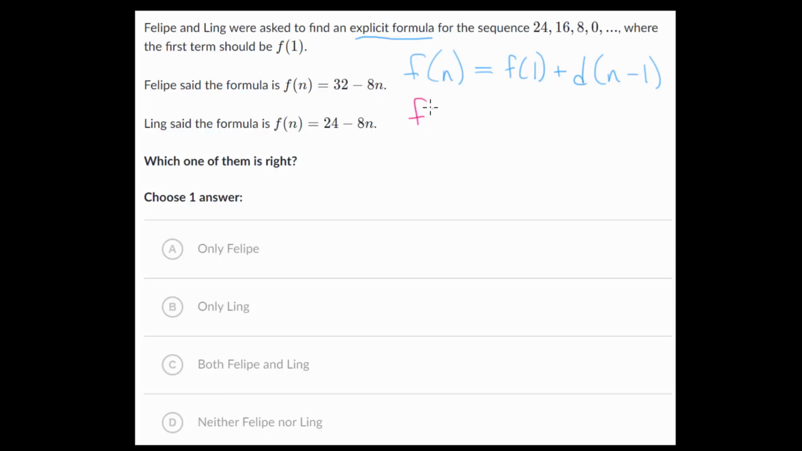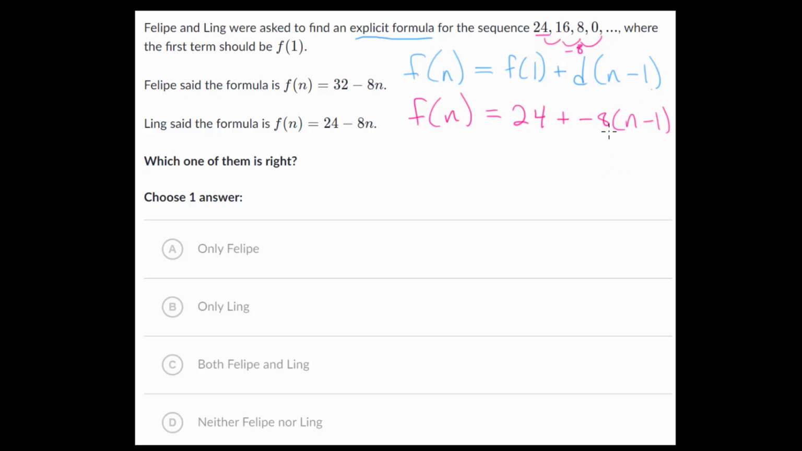So our sequence, f of n, is equal to the first term, so in our case that's 24, plus the common difference, and we're going to add that n minus 1 times. So our common difference, notice that from each step, from one term to the next, we're always subtracting 8. And you can see that most clearly going from 8 to 0. So really we're adding negative 8, and we're going to add it n minus 1 times.